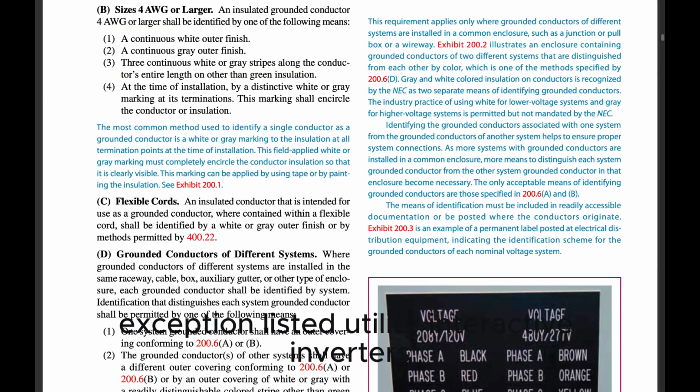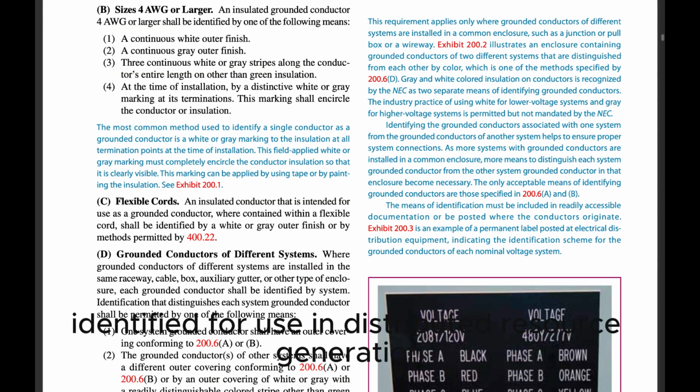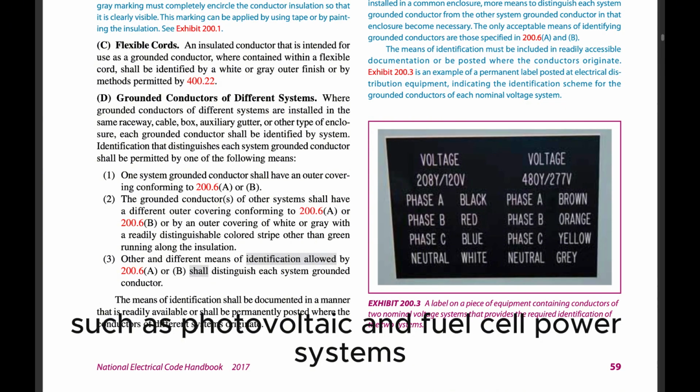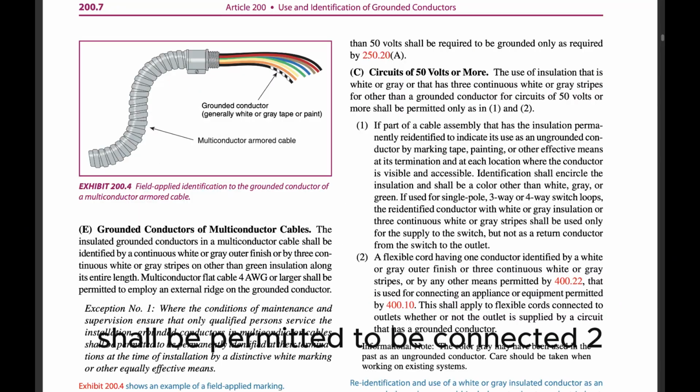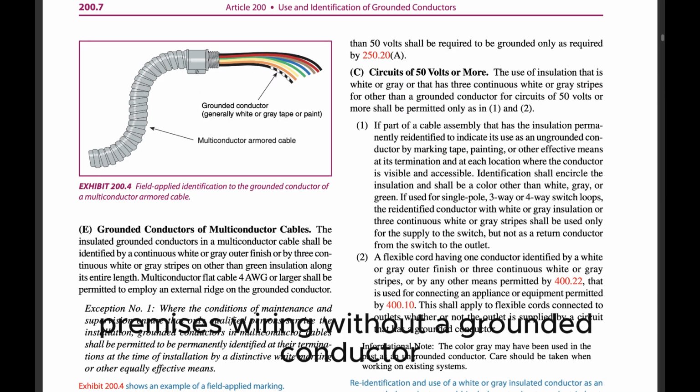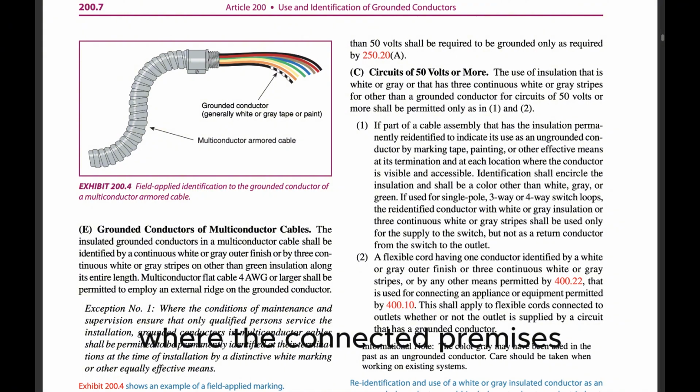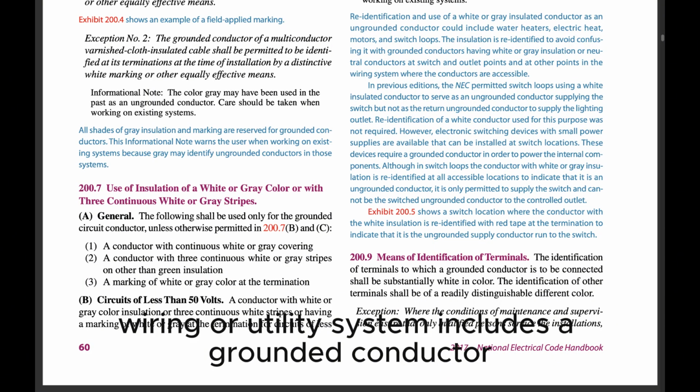Exception: Listed utility-interactive inverters identified for use in distributed resource generation systems such as photovoltaic and fuel cell power systems shall be permitted to be connected to premises wiring without a grounded conductor where the connected premises wiring or utility system includes a grounded conductor.